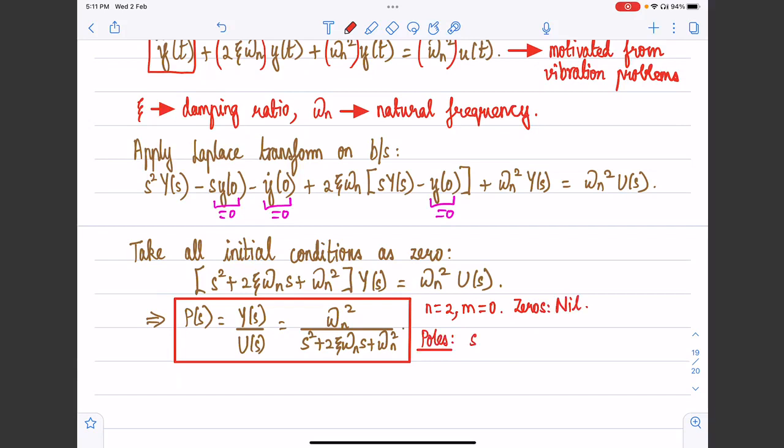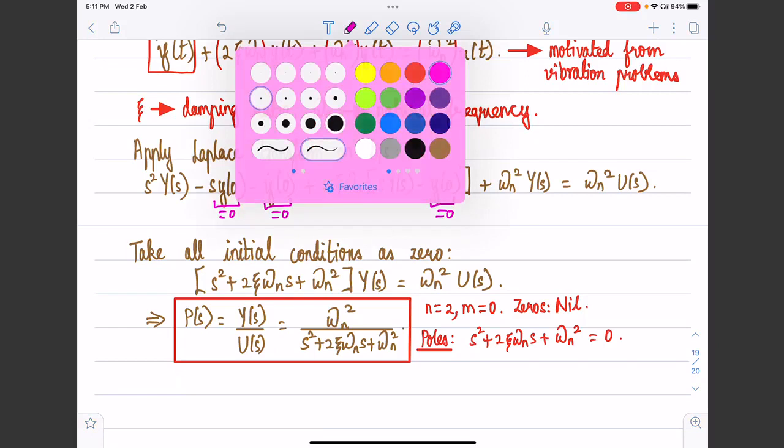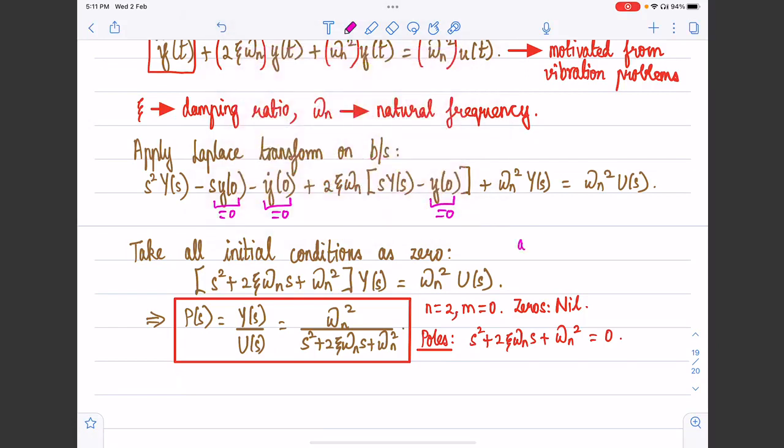essentially the roots of this equation. So how do I get the poles? I essentially solve the denominator polynomial equal to 0. The denominator polynomial in this case is of order 2, and consequently, if I solve it, I'm going to get 2 roots. So how do I get the roots? All of us are familiar with solving second order equations.